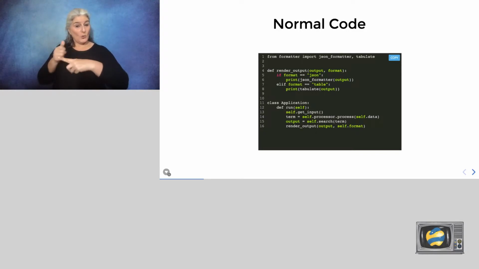As you can see on the screen, the application has a method called run which orchestrates the functionality of the application. First, it calls the method self.getInput. Get input gets input from the user and sanitizes it, and then the processor.process function processes the data. Third, the search method searches the Gutenberg project and returns the result. And finally, render output is called with the output and the format. The render output implements formatting for two formats: one is JSON, the other is table.